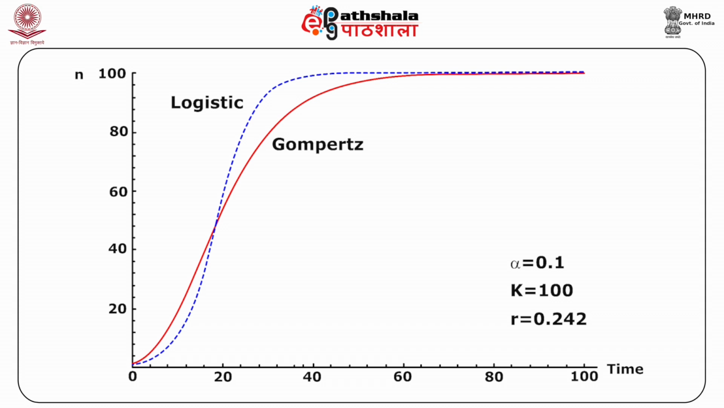These functions are based on certain parameters. Alpha is equal to 0.1, k is equal to 100, r is equal to 0.242. On the x-axis we have time, and on the y-axis we have n, which is number. This could also be described as a function such as the total sales revenue. In this sense, it is very close to a product life cycle.